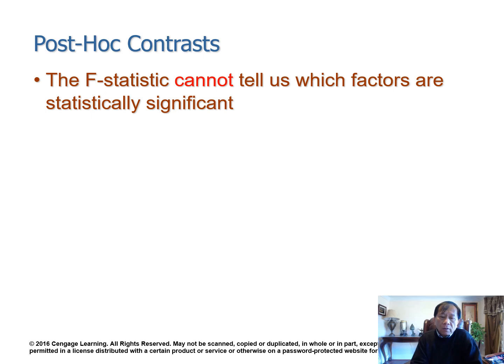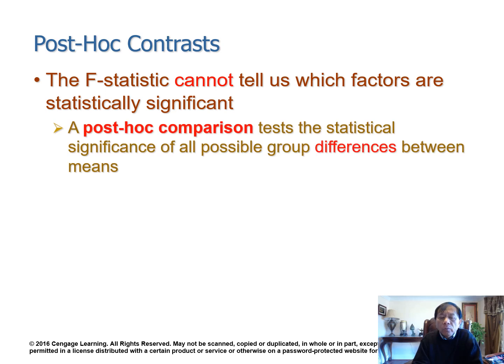The post hoc contrast. The F statistic cannot tell us which factors are statistically significant. Okay, and then we can do a post hoc comparison. We just know that they're different, right? But we need to know which one is different.